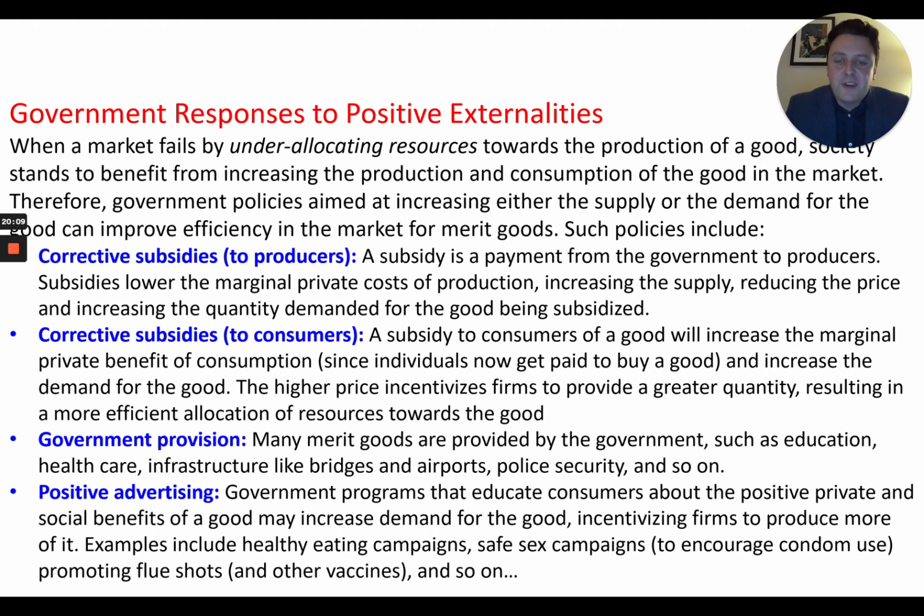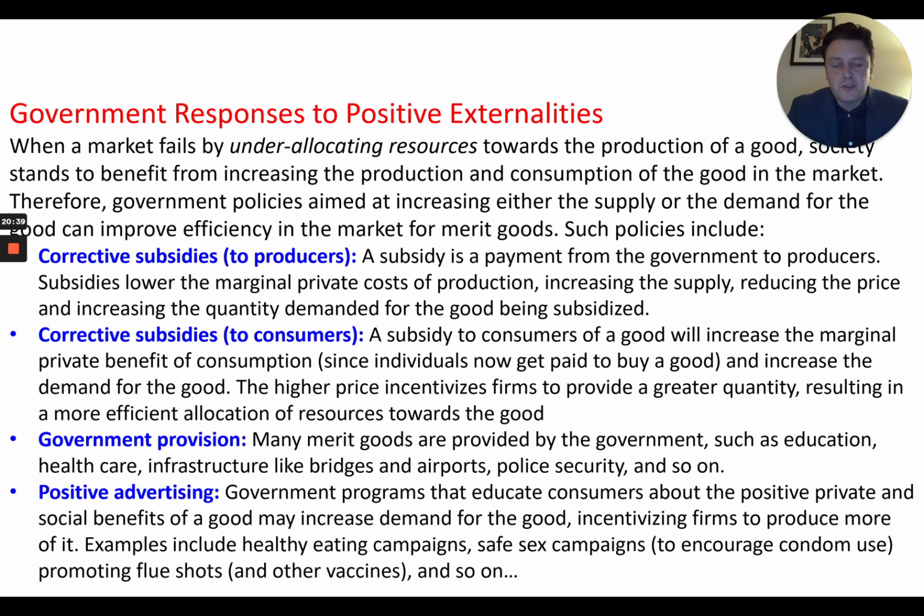Okay, and finally, positive advertising. Governments can educate consumers about the private costs and the positive benefits of a good, and that may increase the demand for the goods, incentivizing firms to produce more of it. There are very successful campaigns related to healthy eating, and safe sex campaigns from the 80s onwards.